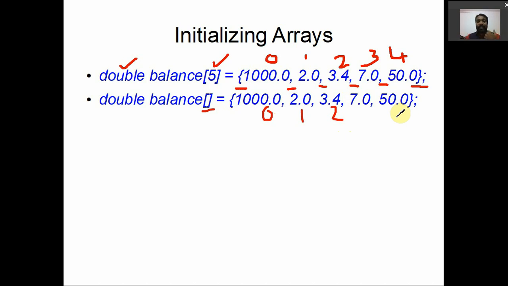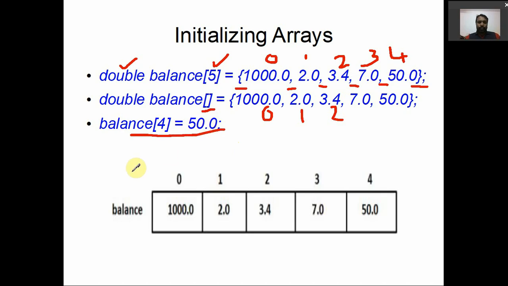Then if you declare it first and want to assign values, you can directly assign using indexes. So balance of 4 equal to 50 means the value 50 will be stored in balance of 4. That address location, that value will be assigned to balance of 4. In this way also you can assign or initialize values. So this will be the array, balance 0, 1, 2, 3, 4, and the value of balance of 4 will be 50. So in this way we can initialize arrays.